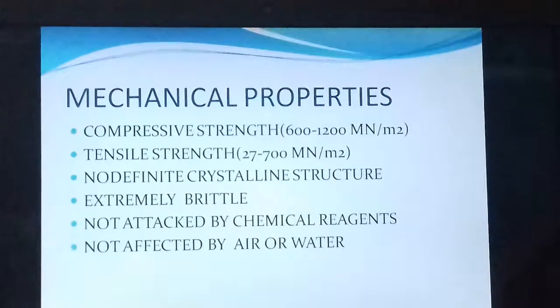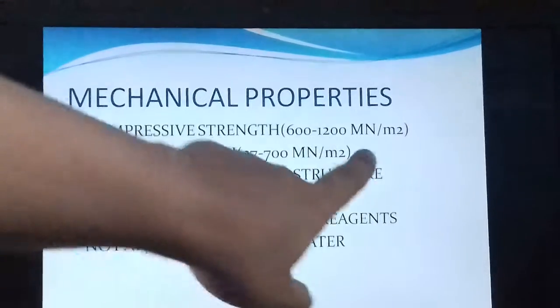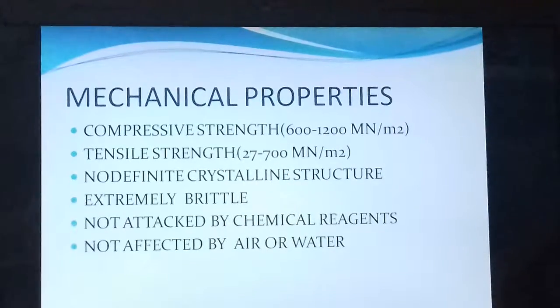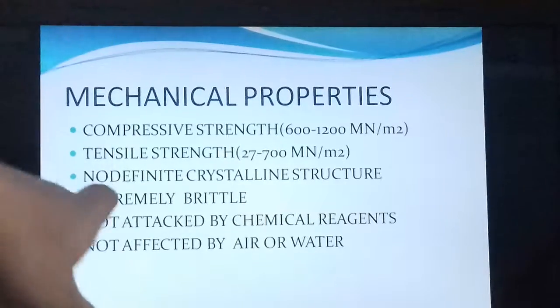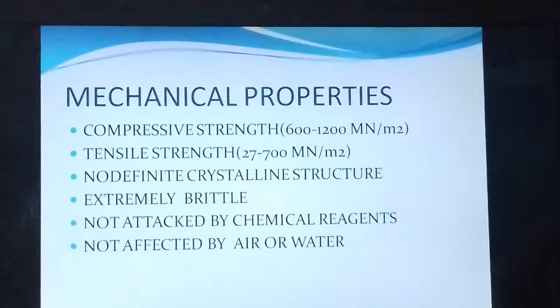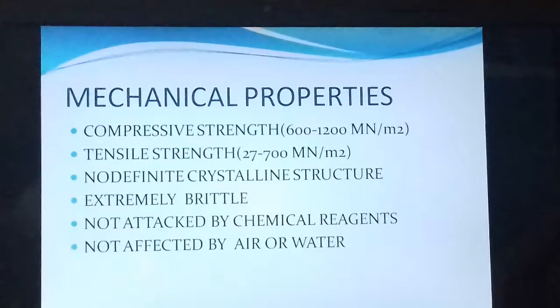Mechanical properties: as a mechanical engineer, these are very important properties which we should remember. Compressive strength is 600 to 1200 MN per square meter. Tensile strength is 600 to 700 MN per square meter. Glass can also be defined as a supercooled liquid, so it does not have a definite crystalline structure. As we know, it is extremely brittle.